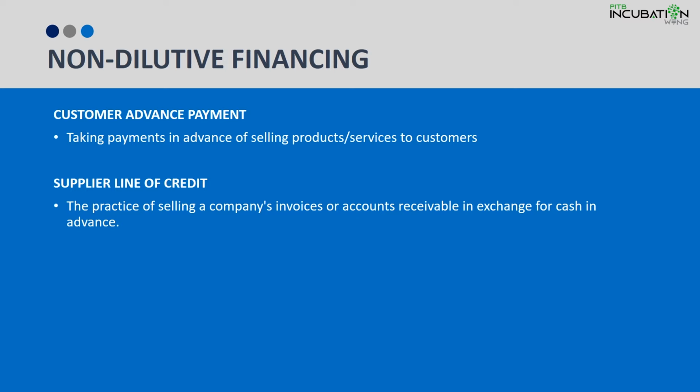The final two modes of non-dilutive financing are customer advance payments and supply line of credit. Customer advance payments are taking payments in advance of selling products or services to customers. It can be an early form of subscriptions. Supply line of credit is the practice of selling a company's invoice or accounts receivable in exchange for cash in advance.